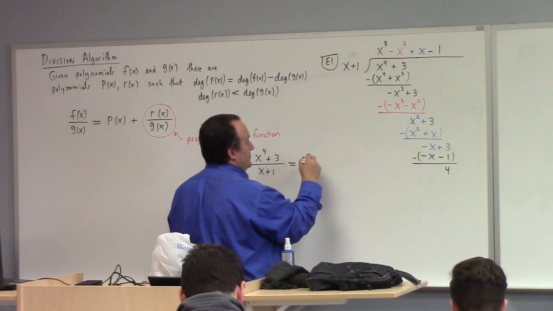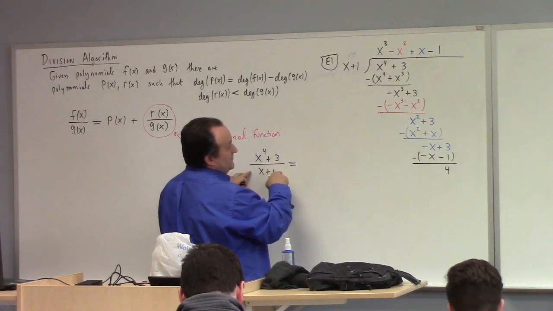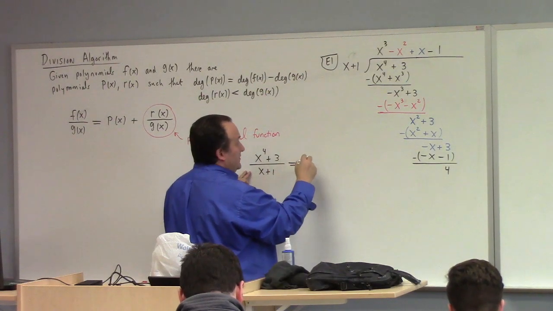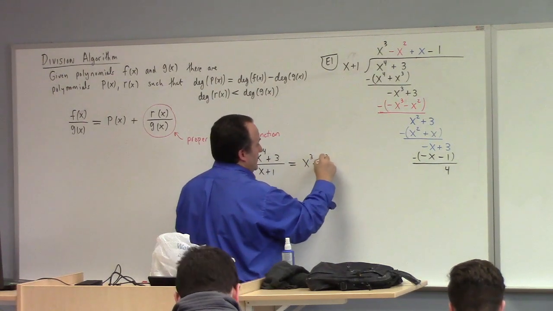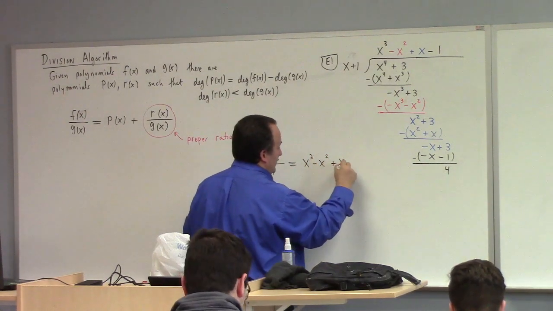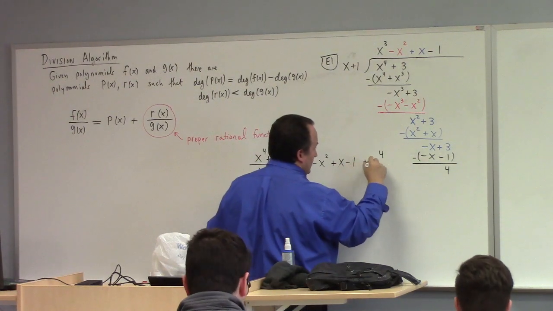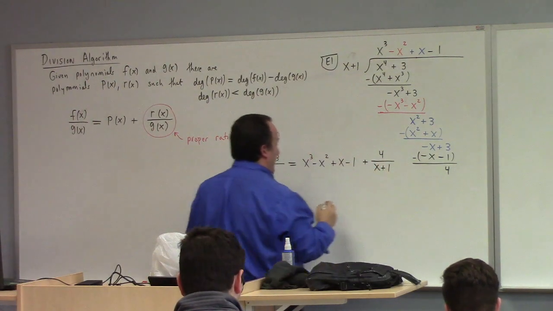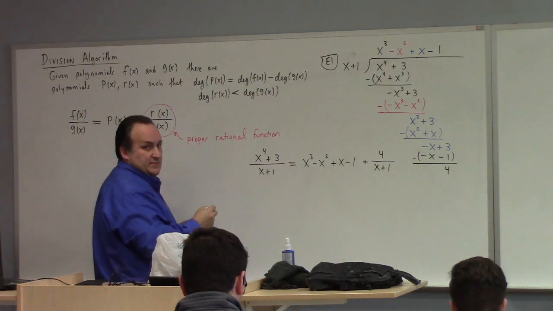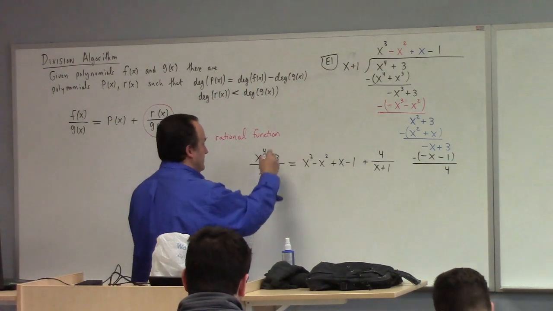Okay, Michael, you're going to have to raise your hand if you got a question, okay? x to the 4th plus 3 divided by x plus 1 is equal to x cubed minus x squared plus x minus 1 plus 4 divided by x plus 1. So that's what this long division means. All right?